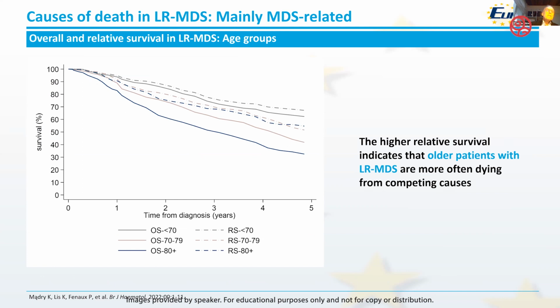70 to 79, and more than 80 years old at the diagnosis. And you can see here that the oldest patient group, this curve, they have the largest difference for competing causes, which you could have predicted. So there's around 20% difference in these patients older than 80 years.